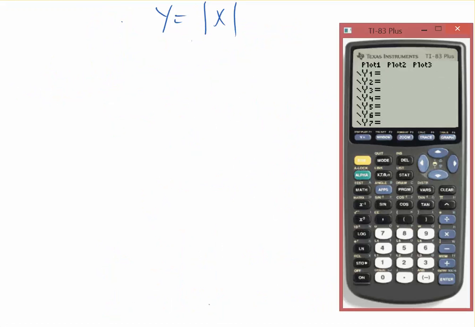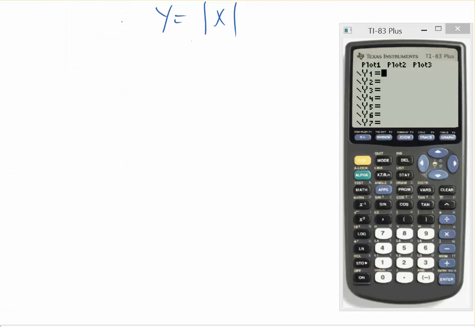Okay, let's move on to the next thing. Remember, the parent function is y equals the absolute value of x, but we can transform it. We can transform this by doing anything to it like this: y equals a times the absolute value of x minus h, plus k. And we previously looked at what happens if we put an a here. That's going to change the steepness. Let's focus on this part in the middle.